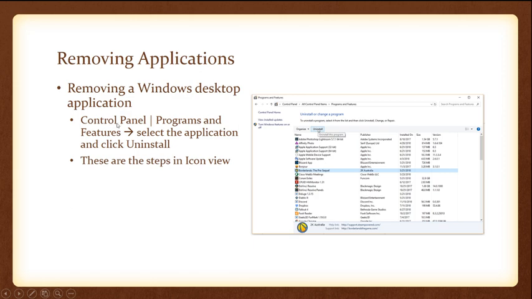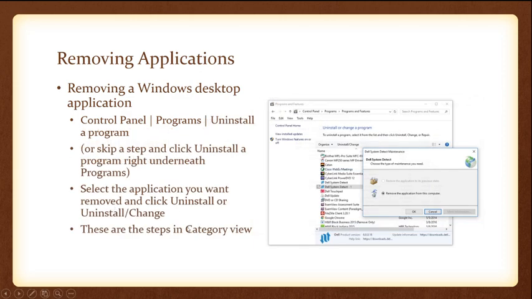These are steps that you would see from the icon view of Control Panel. Control Panel has a couple of different ways that you can look at it. One is just the icon view. Another way is what we call the category view. If it's a category view, it's a little bit different, but very similar. You can go to Control Panel, Programs, Uninstall a Program, or you can skip a step and click Uninstall a Program right underneath Programs. You'll be able to see a list and you can just remove it from that computer. But that's for Windows.